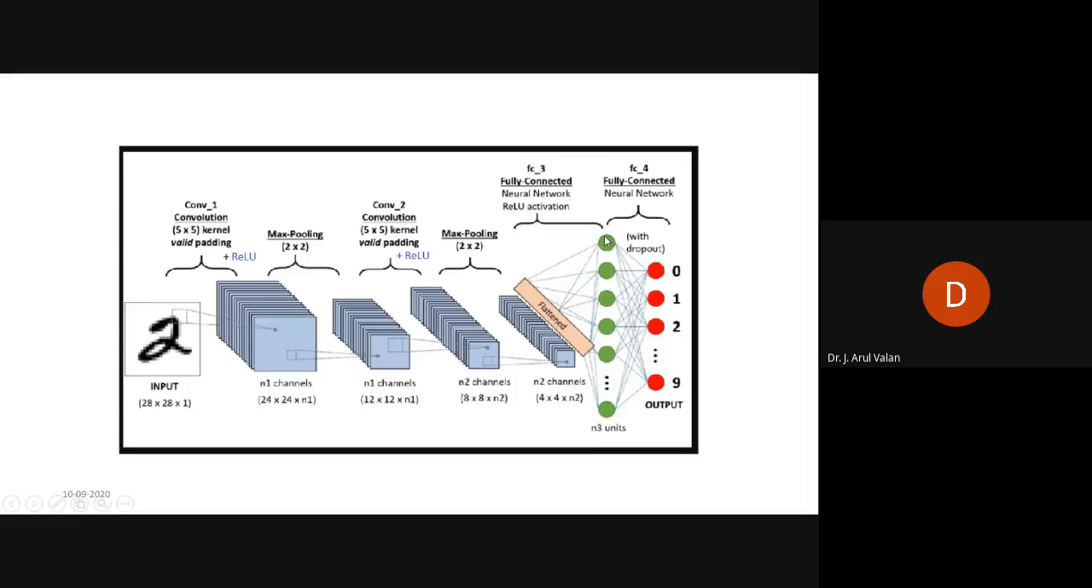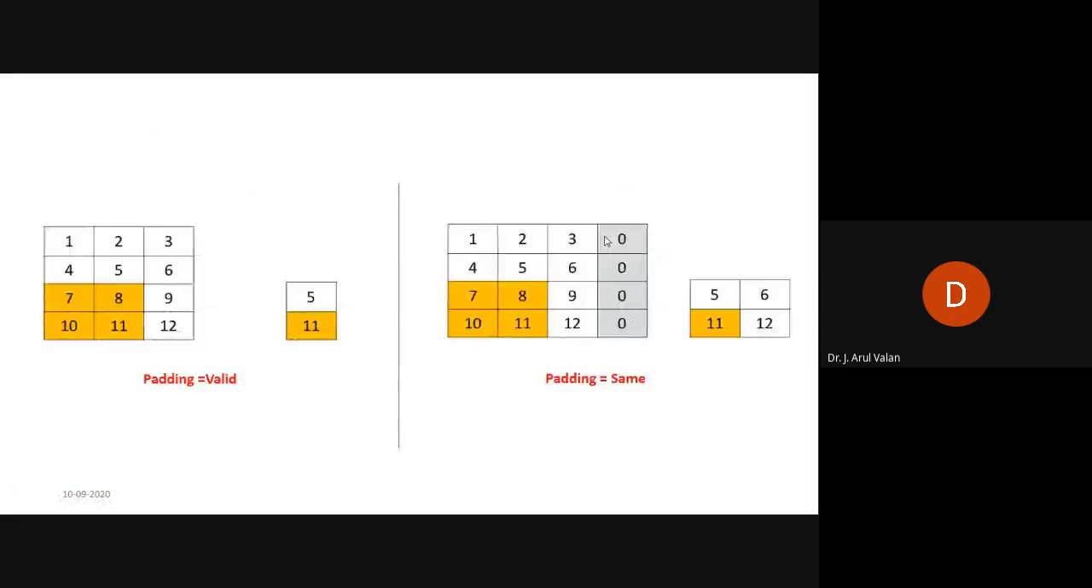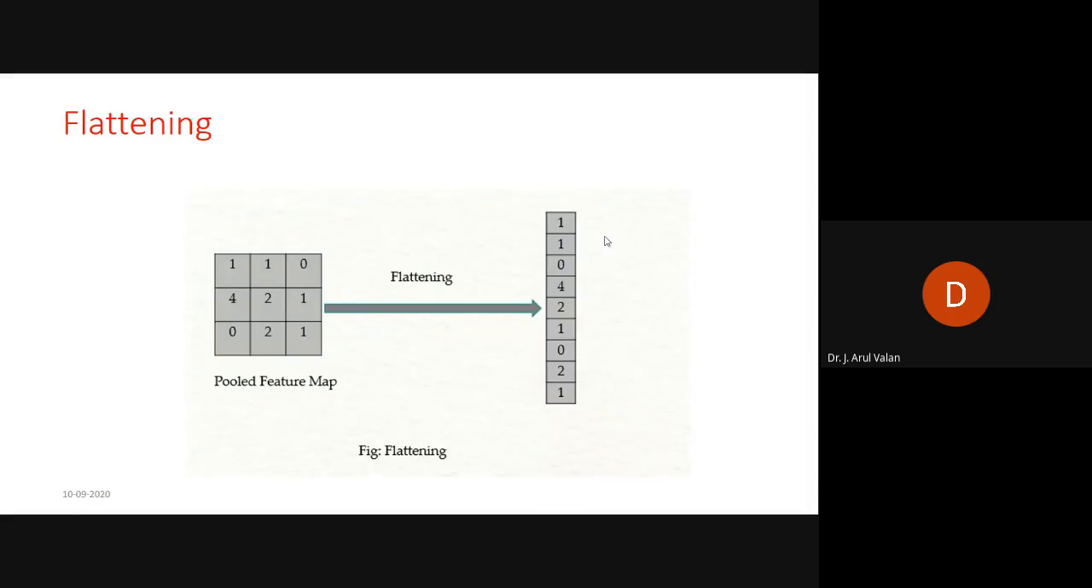Earlier, what was the size of the image? Now your image is only a 9-value vector. The input is 28 cross 28, and from that 28 cross 28 image, we have reduced it to 9. Now you can give this to the fully connected network, because in a fully connected network, each layer is connected.